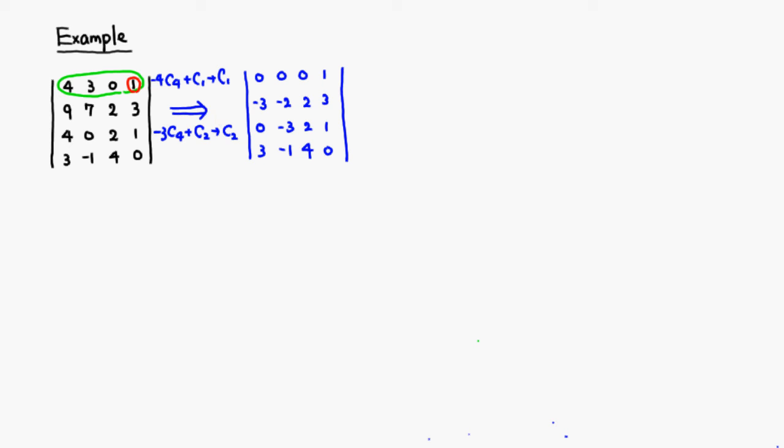Now we have a convenient row. The first row is very convenient because the only non-zero entry is the last one, 1. I'm going to expand along the first row. 0 times cofactor is 0, 0 times cofactor is 0, 0 times cofactor is 0. The only thing that shows up is 1 times the cofactor of row 1 column 4.